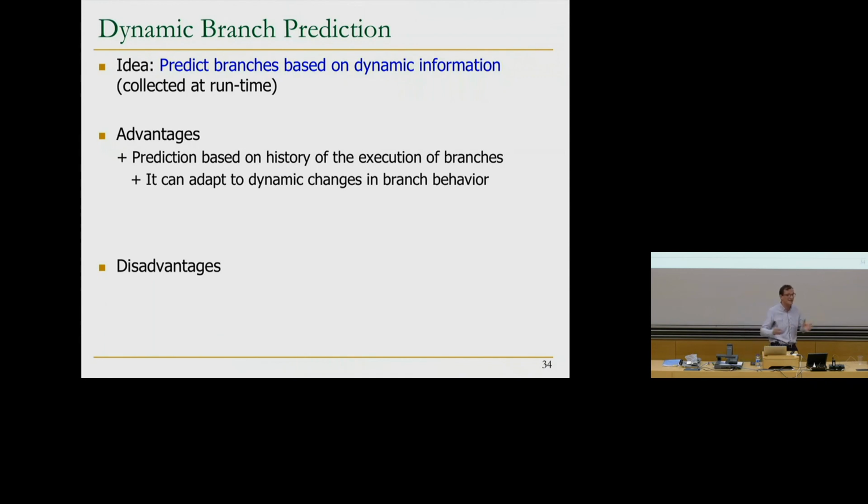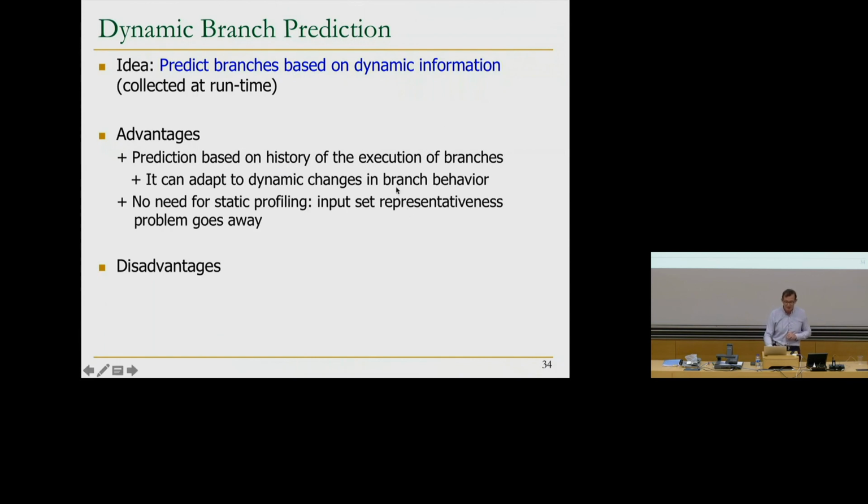There are many, many patterns, right? It's essentially a pattern recognition in some way. Or people actually right now use machine learning techniques, like very simple perceptron-based predictors that are there in some processors. So there's no need for static profiling. So the input set representativeness problem goes away. But of course, there's a disadvantage. It's more complex. It requires additional hardware, and we'll keep adding more hardware again to get higher performance.